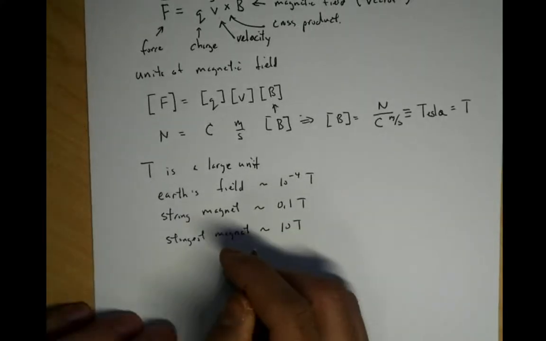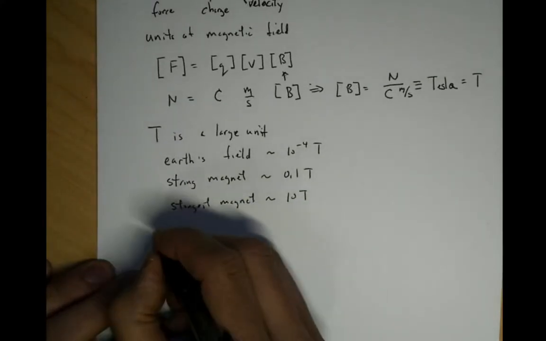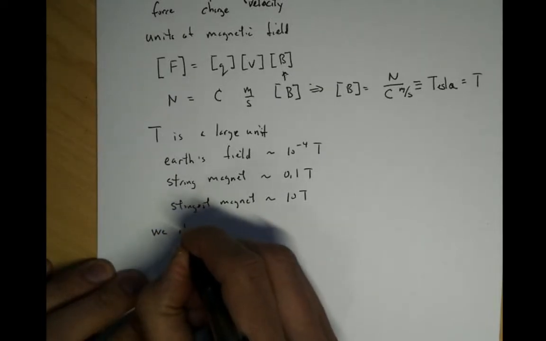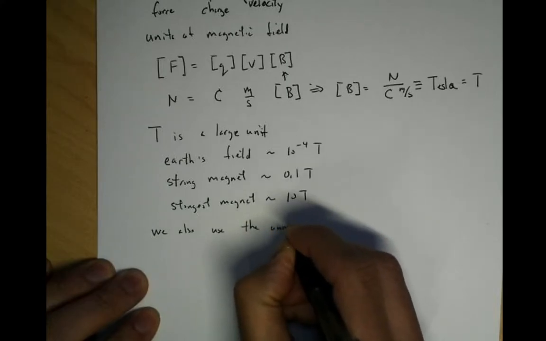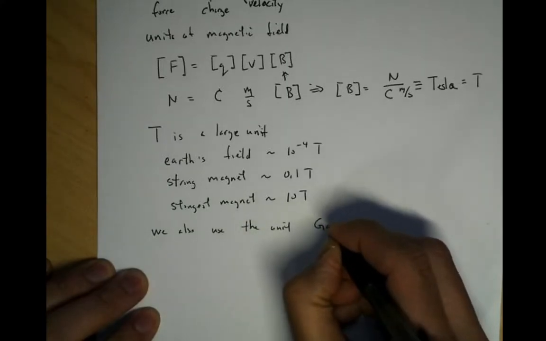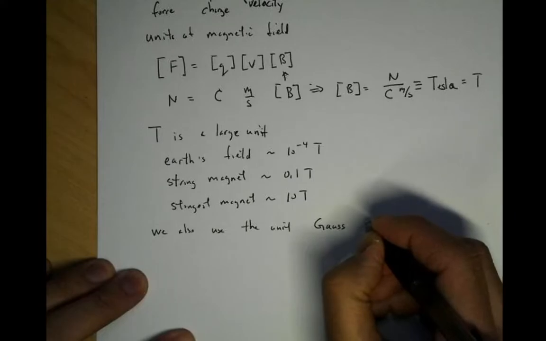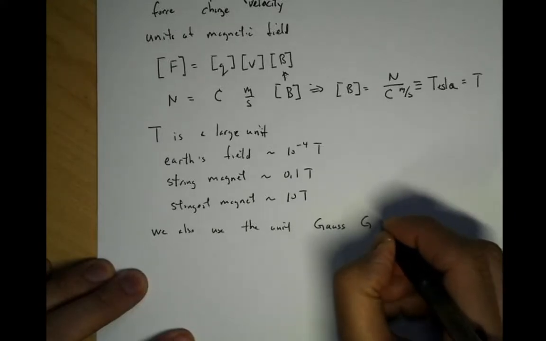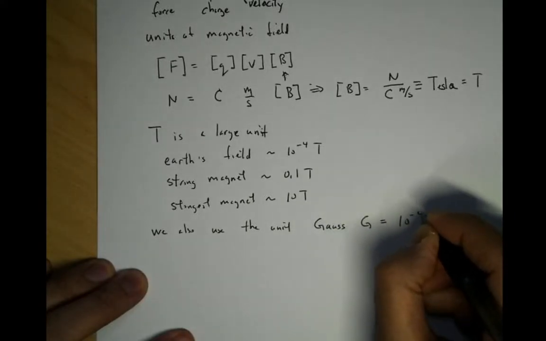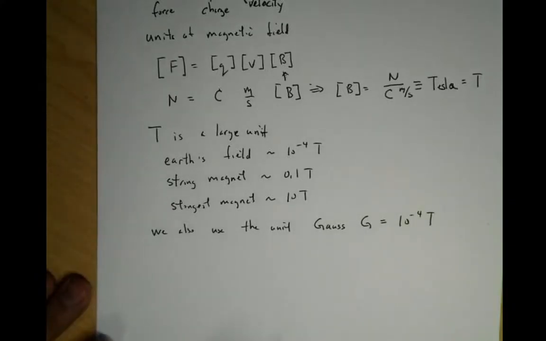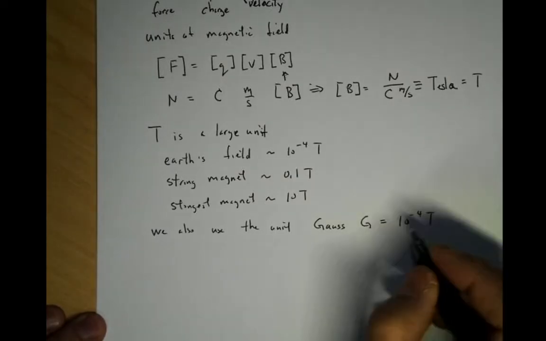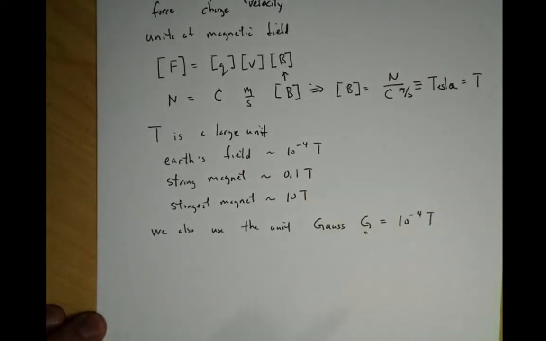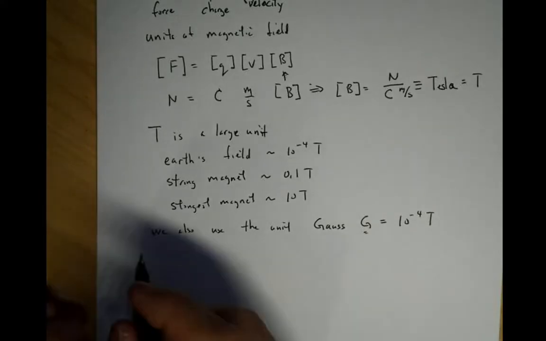A lot of times we also use a unit called the Gauss, which is G, that's about 10 to the minus 4 Tesla. In case any one of you ever has your own electric car company, maybe you should call the next one a Gauss or something like that.